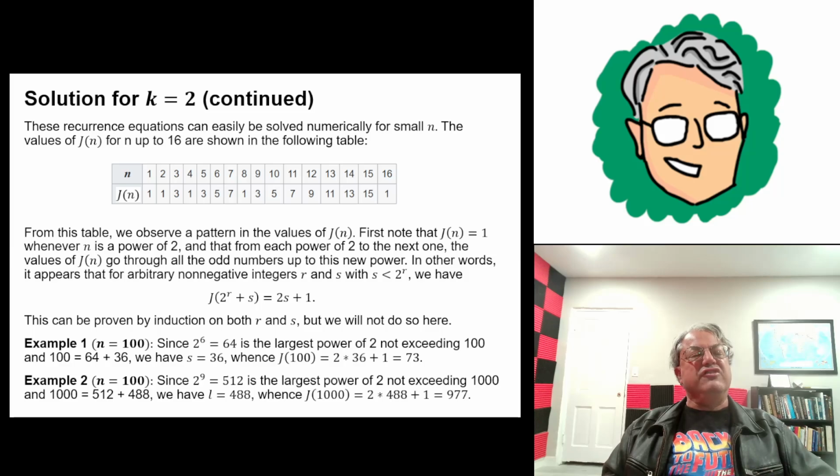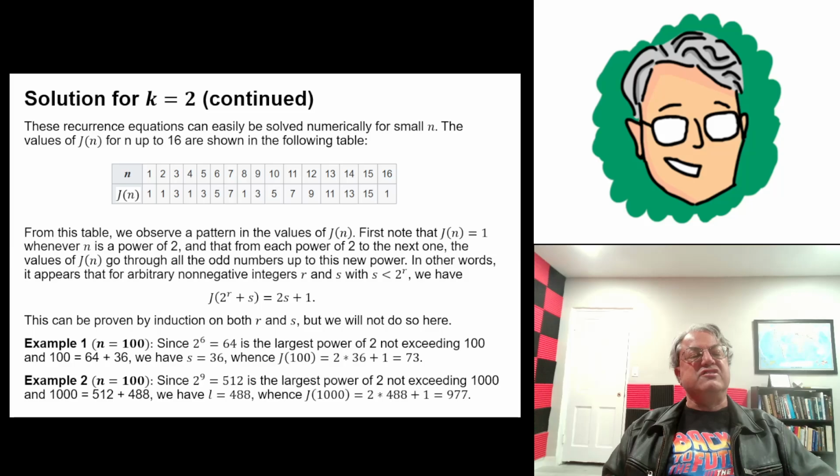But you'll notice another thing that's going on here. You're counting up by all the odd numbers between each power of 2. So for instance, j of 2 is 1, j of 3 is 3. And then you get to the next power of 2, that's 4. And then you go up by 2 again, 1, 3, 5, 7. And then, from 8 to 15, you're still going up by 2 each time. 1, 3, 5, 7, 9, 11, 13, 15.